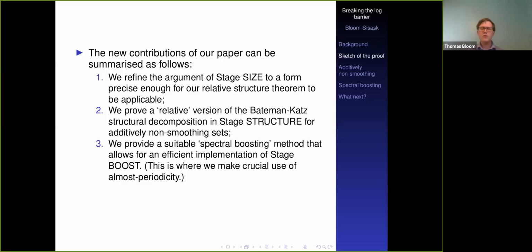But I really wanted to give a very high-level overview of what kind of structural results I mean in part 2, and also what kind of spectral boosting method we use. I think those are the 2 really interesting new parts of the proof. So as I say, I'll break now for 5 minutes or so, and allow for any quick questions in the break, and also to allow people to have a breather. In the rest of the talk I'll go into a bit more detail about this additive non-smoothing and spectral boosting.